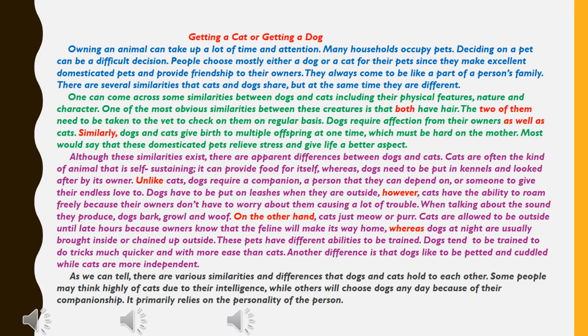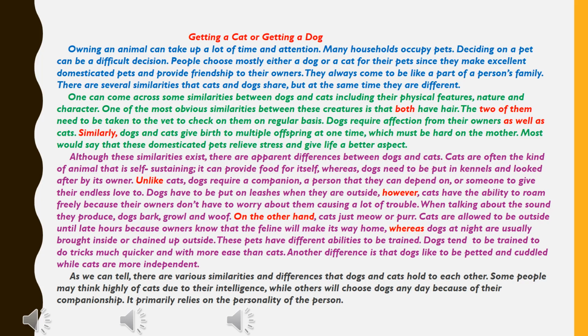There are several similarities that cats and dogs share, but at the same time, they are different. One can come across some similarities between dogs and cats, including their physical features, nature, and character. One of the obvious similarities between these creatures is that both have hair. The two of them need to be taken to the vet to check on them on a regular basis.